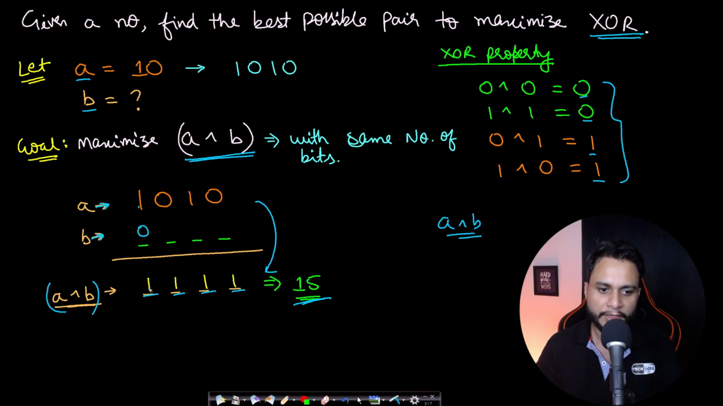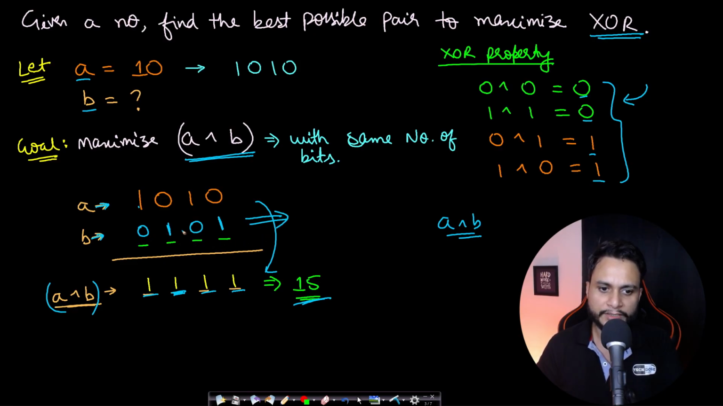Similarly, if you fill here 0, will you get 1 here? No. You need to fill here 1 in order to get a 1 here. Similarly, you need to fill here 0 and you need to fill here 1. Just refer to the XOR property table. So by doing this, you have generated the number b.